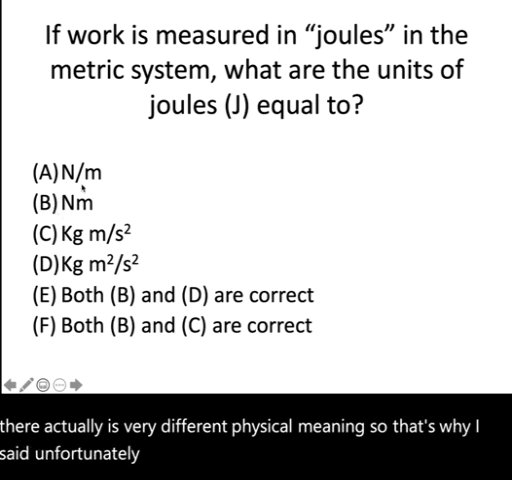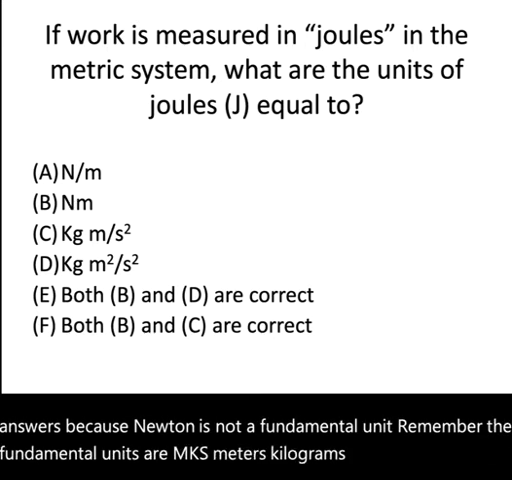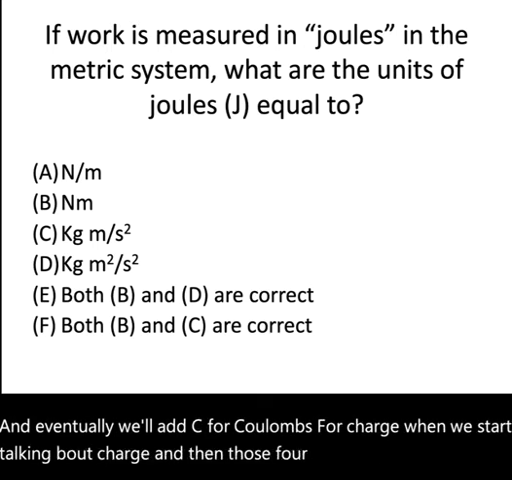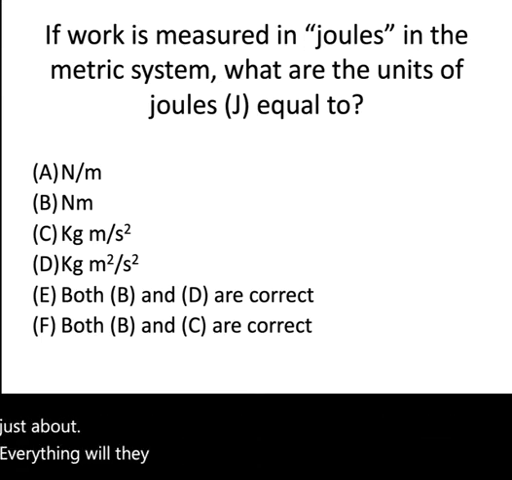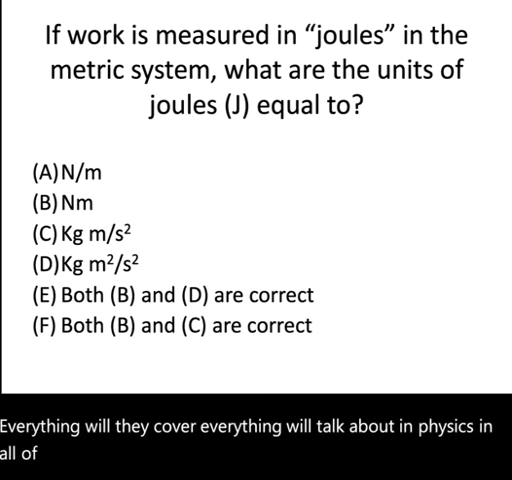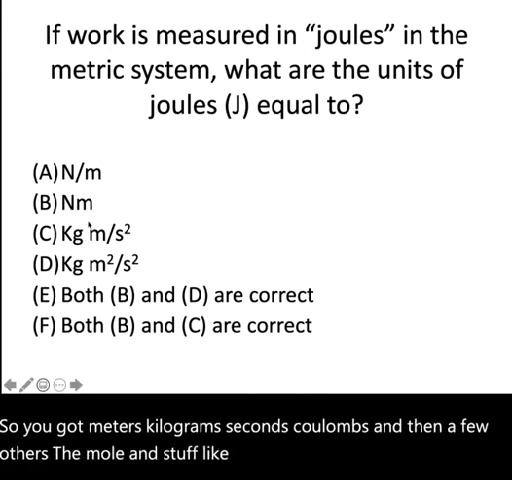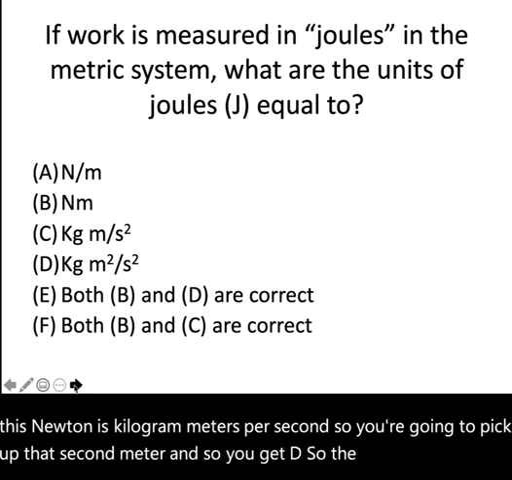Now, the reason why this is not the only correct answer is because Newton is not a fundamental unit. Remember, the fundamental units are MKS, meters, kilograms, seconds, and eventually we'll add C for coulombs for charge when we start talking about charge. And then those 4 units basically cover just about everything. Well, they cover everything we'll talk about in physics. In all of science, the SI metric units, there are 7 base units, right? So you got meters, kilograms, seconds, coulombs, and then a few others, like the mole and stuff like that to round it out. So if you reduce this, Newton is a kilogram meter per second squared, so you're going to pick up that second meter, and so you get D, so the best answer is letter E.